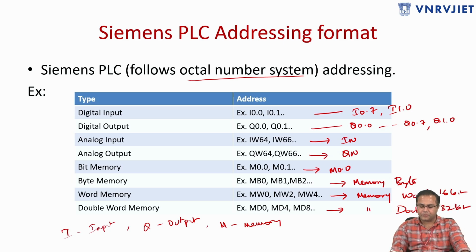Now these memories, depending upon the usage: if you are working with timers and counters, then for the time you can use the memory double registers. If it is a normal value within 16 bits, then you can use memory word. Or else if it is just discrete input and output, then you can use the memory as bits. Okay, so this is the Siemens addressing and these are the formats.